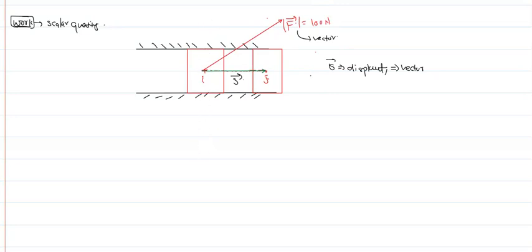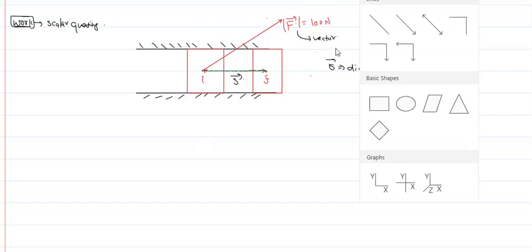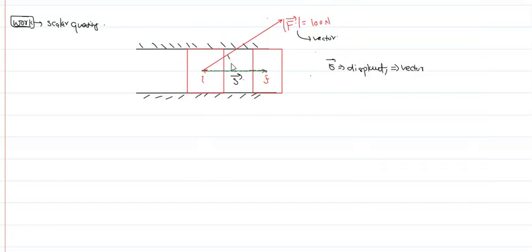So if I say that the angle between these two is theta, theta is the angle between F vector and S vector. Okay, so I resolve the component of this force into two directions, one in this direction.